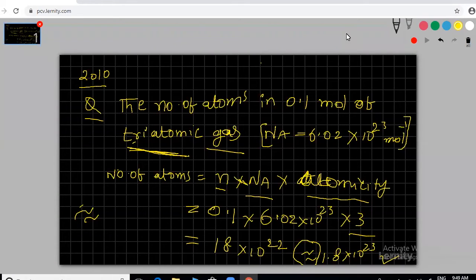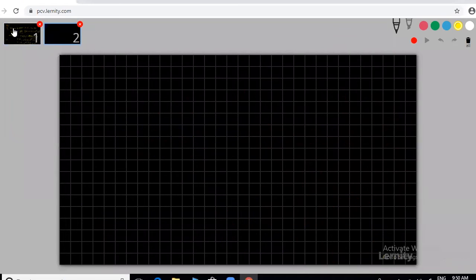Shall we do one more question? The Na value doesn't matter, 6.022, take it approximately, that is no issue. I'm taking 1.8 here. In future we are going to do so many approximations, because you can't get the exact value in every question. If you are able to get it, that is too good.